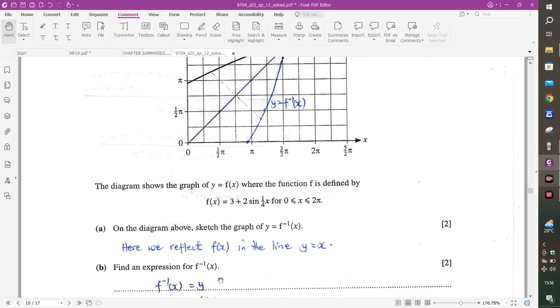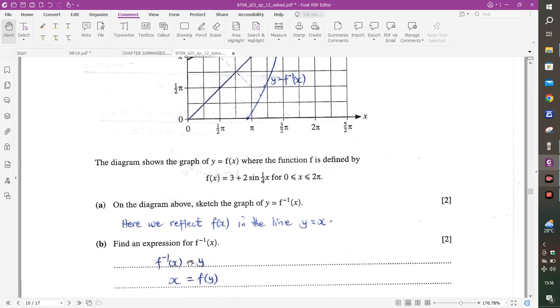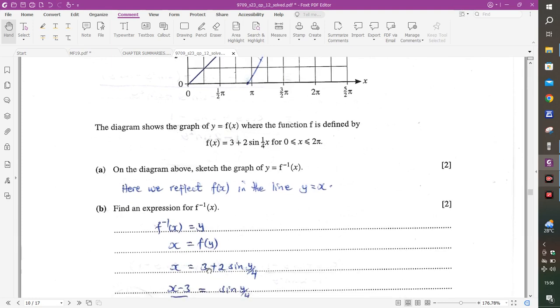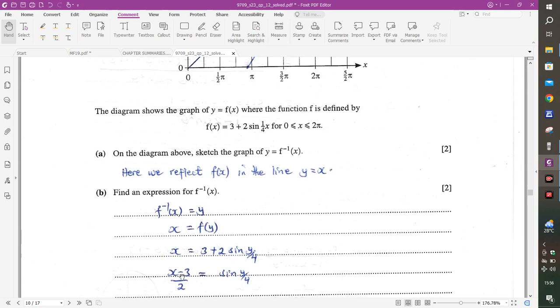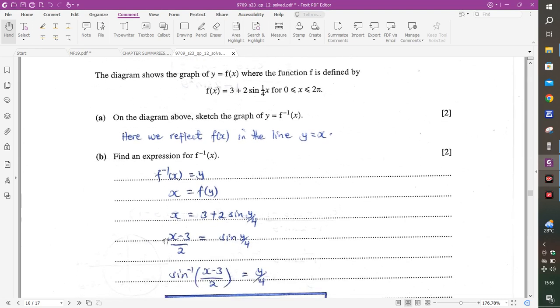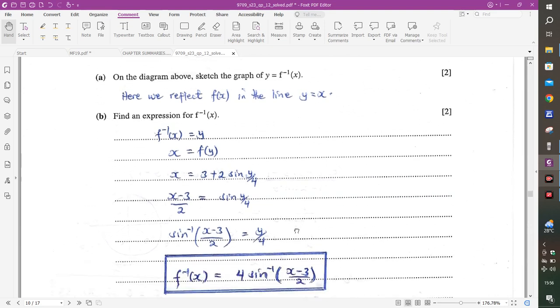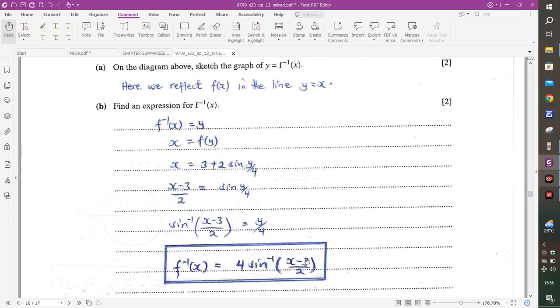So what do we do? If we let the inverse be y, taking the f this side, it now becomes x is equal to f of y. So where there is x in here, I replace it with a y. Do you see that interchanging? So we have x is equal to 3 plus 2 sine y over 4. And what we are left with is to make y the subject of the formula. So we can first take this 3 here. It becomes x minus 3. Then you divide by this 2. Then you remain this way with sine of y over 4. Take away the sine from this side, it comes this way as an arcsine. So we shall have arcsine of x minus 3 over 2, which is equal to y over 4. And then after that, I need y, so I multiply all through by 4. So the inverse of that function is therefore 4 sine inverse of x minus 3 over 2.